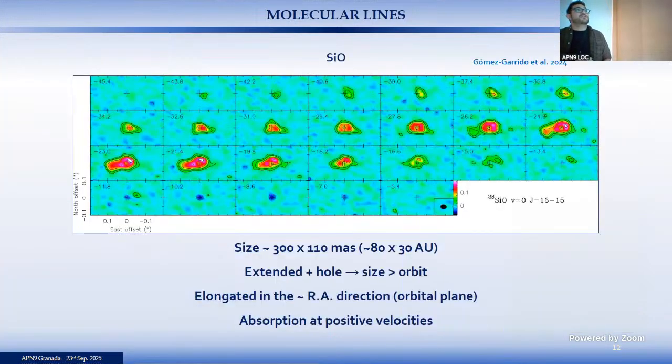For a less abundant molecule, for example, 13CO, the sizes detected here are 3 and 1 arcseconds in the right ascension and declination direction. Again, it is elongated in the right ascension direction close to the orbital plane. There is also here an absorption at positive velocity that we identify with material falling back onto the AGB star.